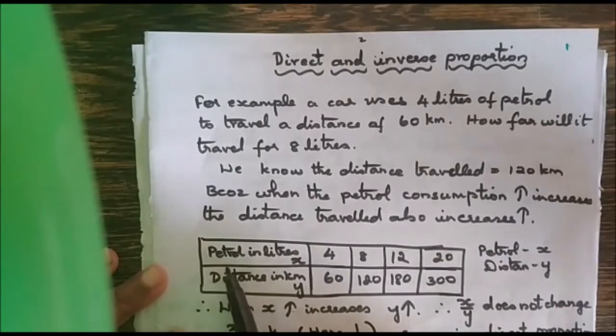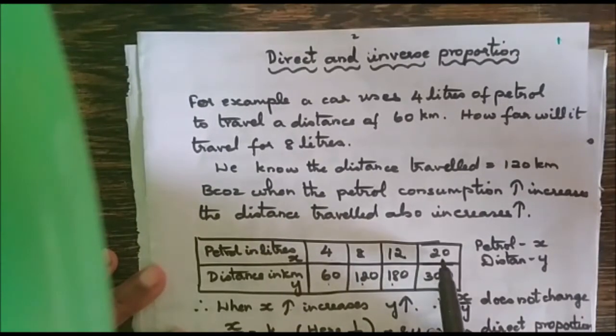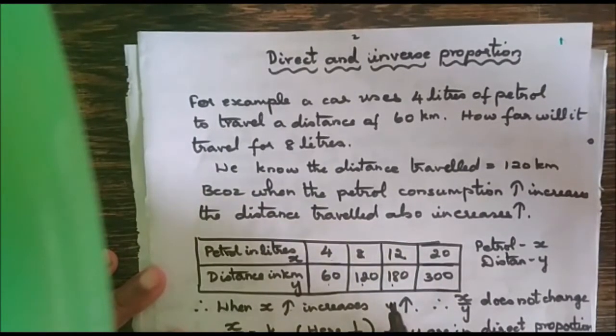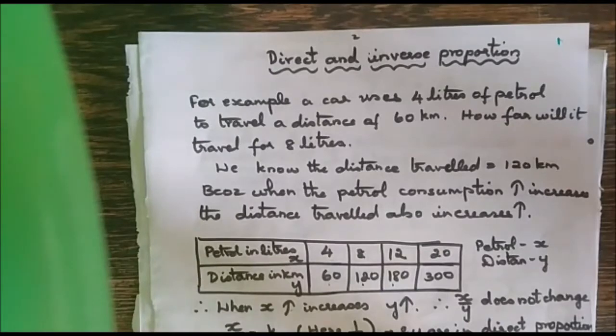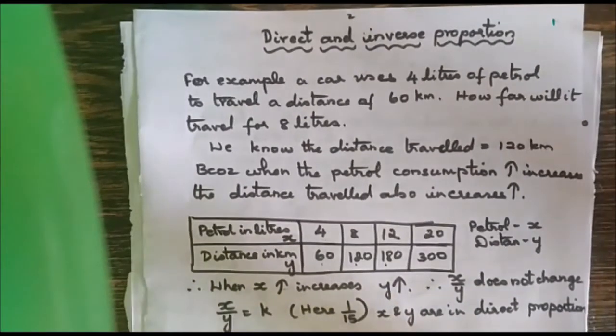Now let us see. Petrol in liters, if it is 4 liters, the distance travelled is 60 kilometers. If it is 8, then it is 120 kilometers. If it is 12 liters, then it is 180 kilometers. And if it is 20 liters, it is 300 kilometers. Now let us denote the petrol to be X and the distance to be Y. When X increases, Y also increases. This is called direct proportion.